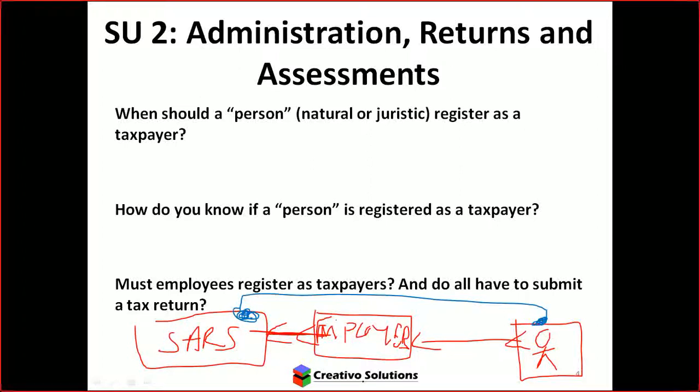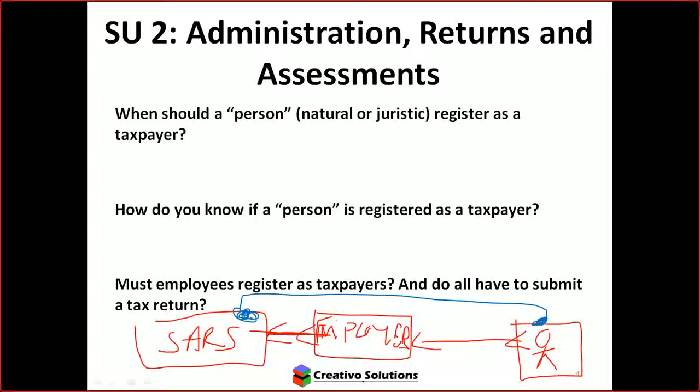Yes, sir. Okay. The last question is just about employees registering as taxpayers. We spoke about that. Employees should always register as a taxpayer because as an employer, you are obligated to register, well not register, but you're obligated to withhold pay as you earn, i.e. employees tax on your employees.